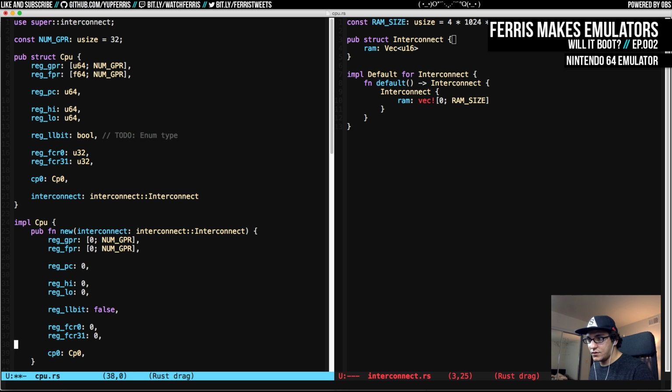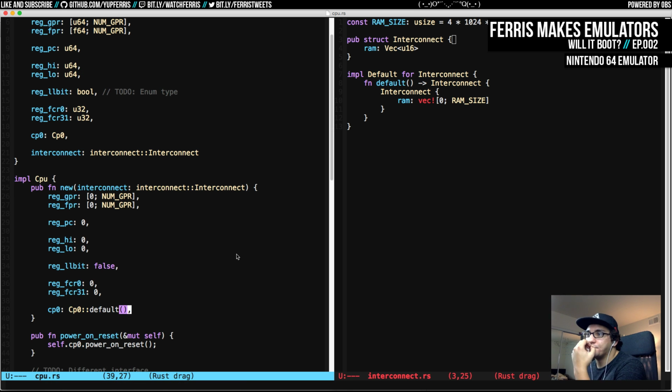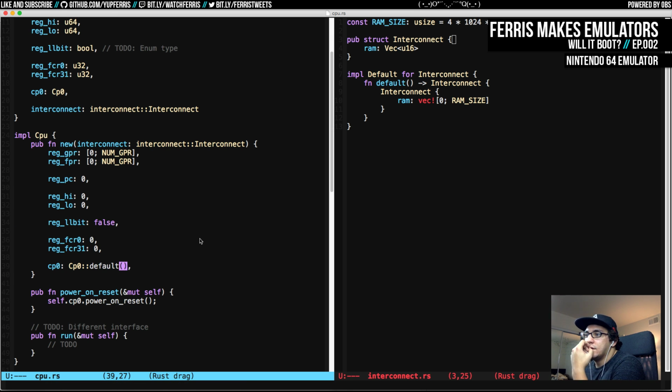Zero. It's going to be CP0 default. And I believe all the integer types and stuff also have default implemented, so we could write that up, but that's where I'm like, okay, we're all right. Pound reset won't reset the rest of this, so we're good there.